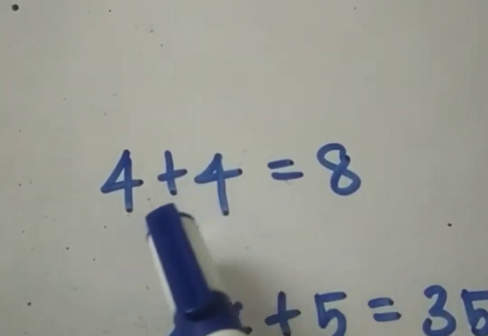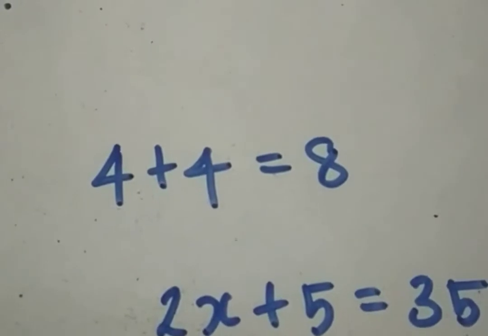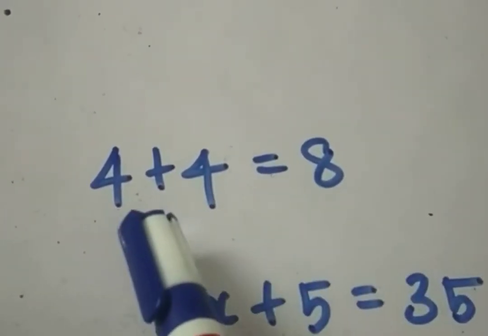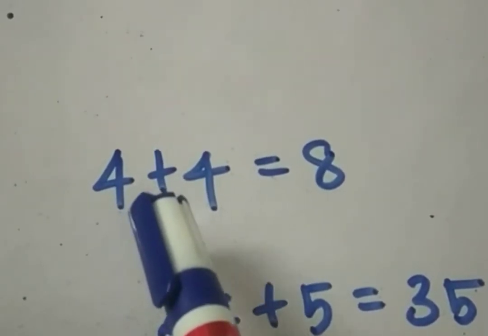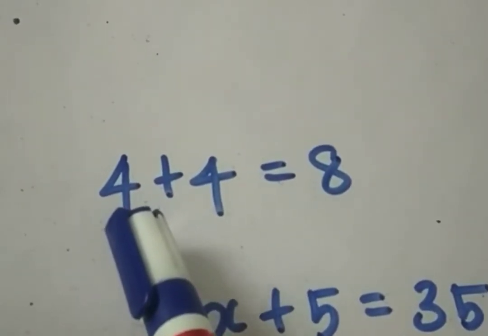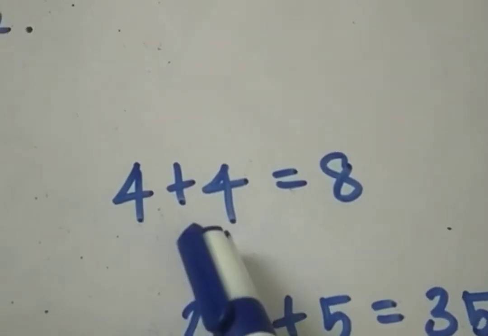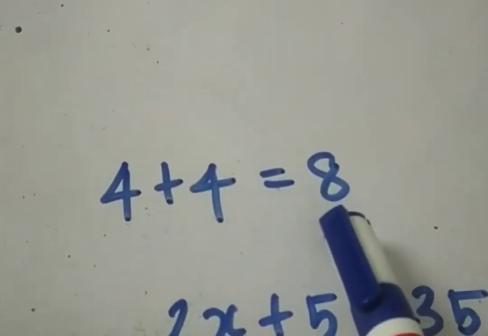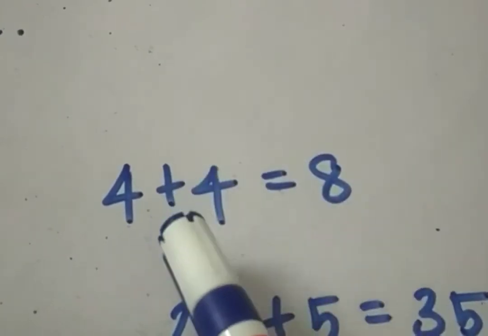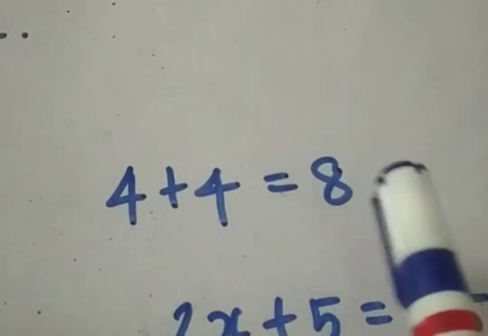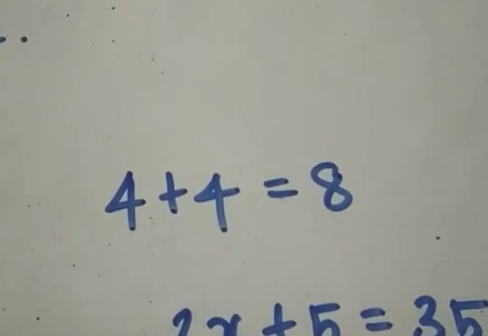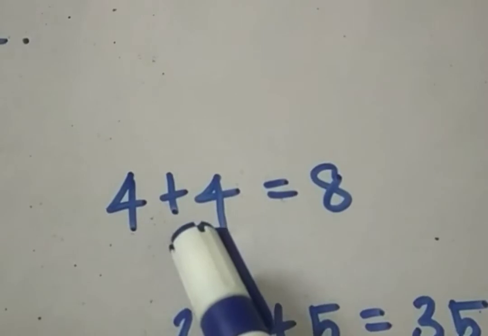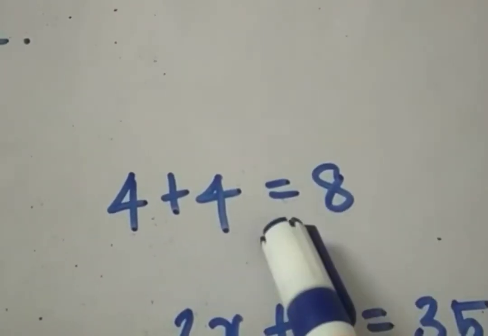Now, an equation will have two sides, left hand side and right hand side. And here, what is given in the left hand side? In the left hand side we have 4 plus 4. And what is 4 plus 4? 8. And what is in the right hand side? Yes, in the right hand side we have 8. So the left hand side and right hand side both are same, right? So an equation is a statement which says that two expressions are equal.